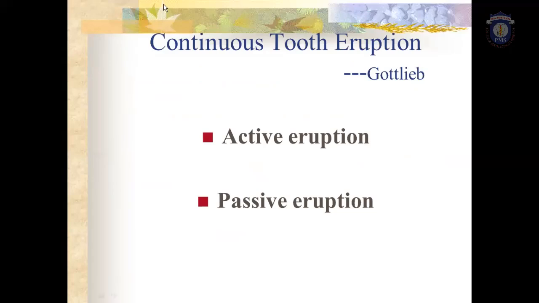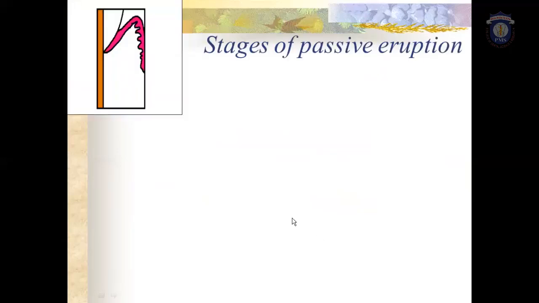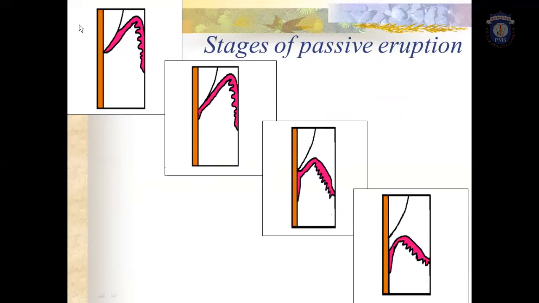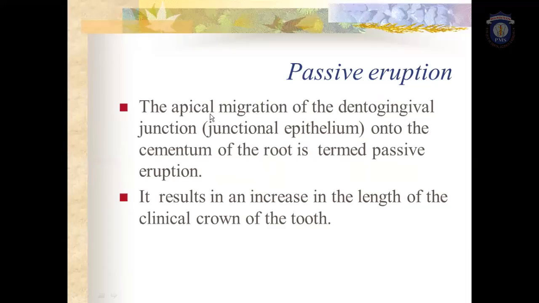The concept of continuous tooth eruption was given by Gottlieb, who gave that eruption occurs in two phases, the active phase and the passive phase. The active eruption is the movement of the tooth into the occlusal plane, as we just saw, while passive eruption occurs in four stages, caused by downward shift of the dentogingival junction. So passive eruption results from apical migration of the dentogingival junction onto the cementum of the root, and it results in an increase in the length of the clinical crown of the tooth.